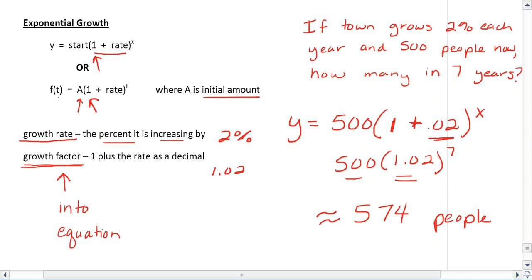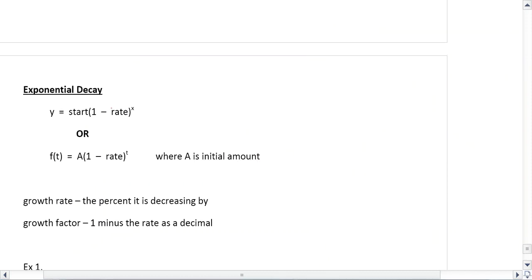But first, let's talk about exponential decay now. You'll notice the notes for this are very similar, except you have a subtract sign here. In exponential decay, it's going down, so we have to take the 1, which represents the starting value, and we have to subtract whatever the growth rate is, whatever this percent is.